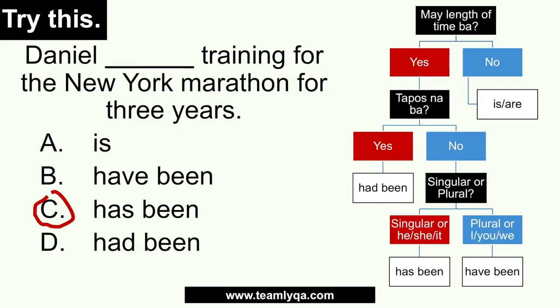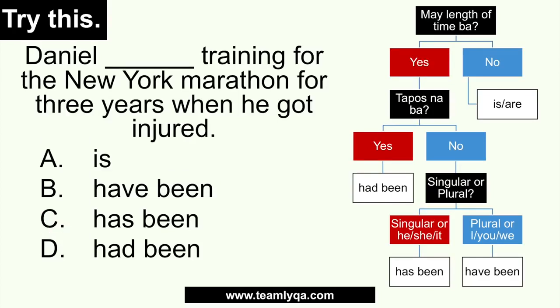Ngayon, palitan uli natin yung sentence just so I can show you yung subtle differences between each of them. Paano kung ang nakalagay is this? Daniel blank training for the New York Marathon for 3 years when he got injured. So again, bagsak tayo. Simula tayo sa simula. May length of time ba? Kung kailan siya nagtitraining? Yes, kasi ito, 3 years, yan yung indicator natin.